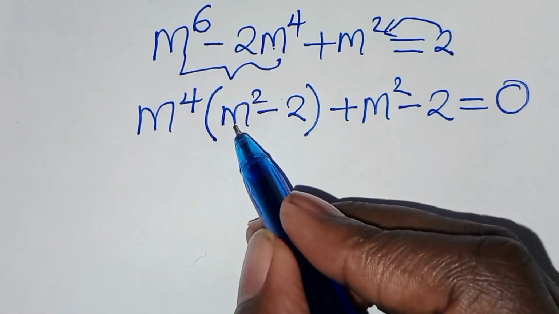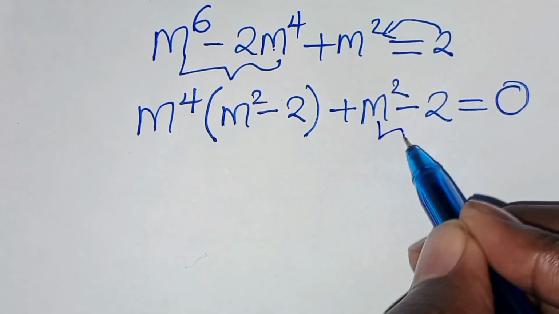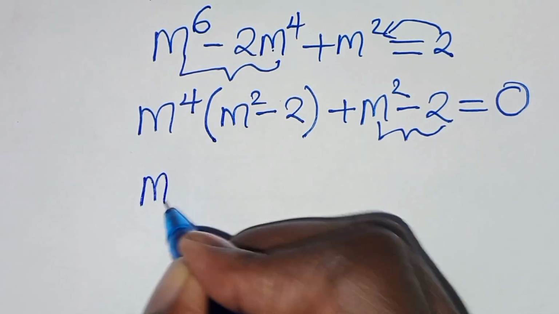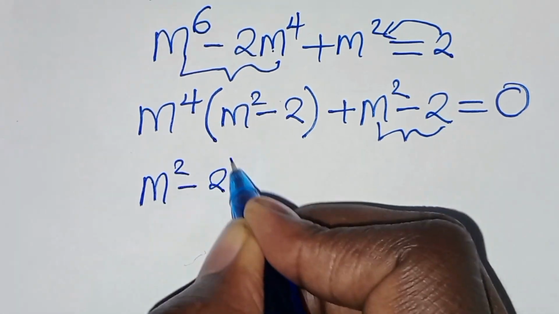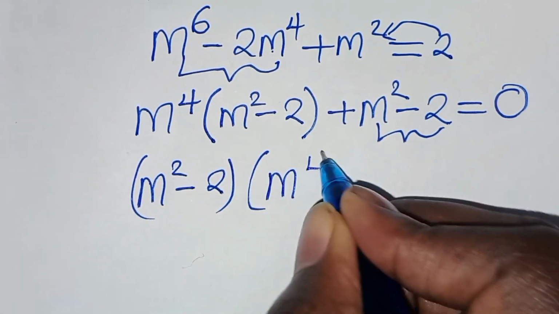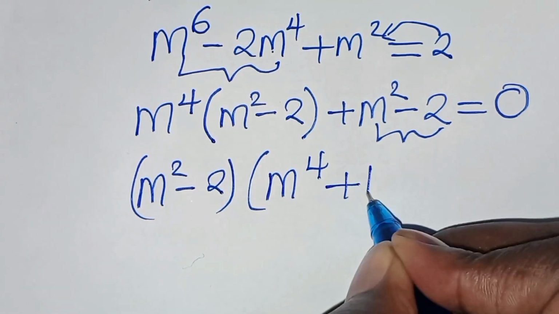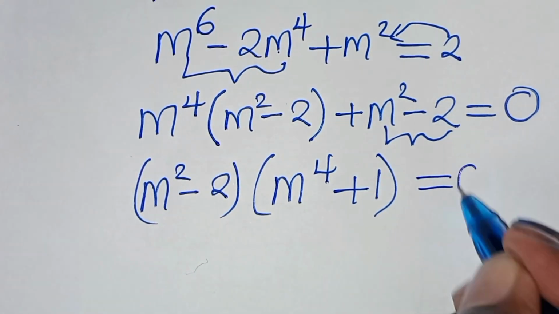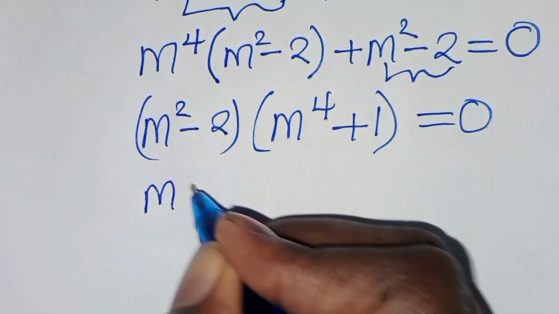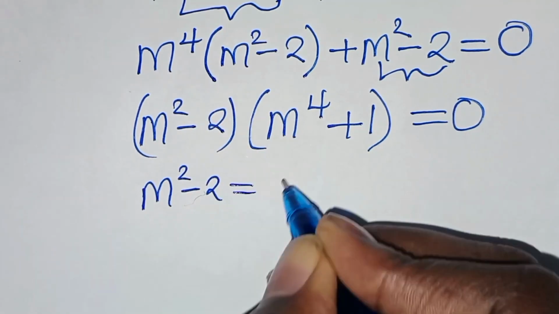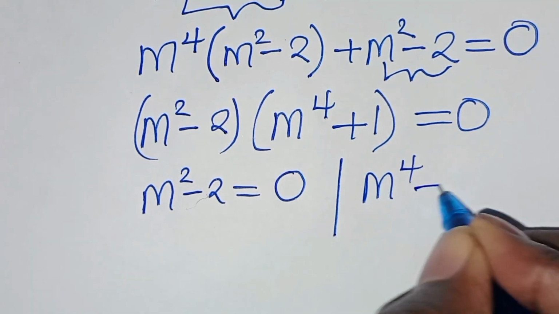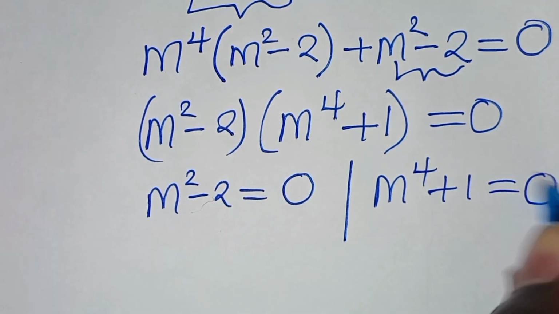So we have m squared minus 2, and here we also have m squared minus 2. So we can factor out m squared minus 2. Let's factor out this so that in the parentheses we'll have m to the power 4 plus 1, close the bracket. This is equal to 0. So we have two parts here. The first part is m squared minus 2, equal to 0. The second part is m to the power 4 plus 1, equal to 0.